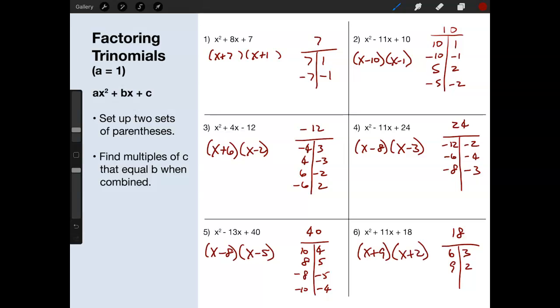So when factoring trinomials, where ax squared plus bx plus c is the standard form and a equals 1, we want to set up parentheses, find multiples of c that equal b when combined.